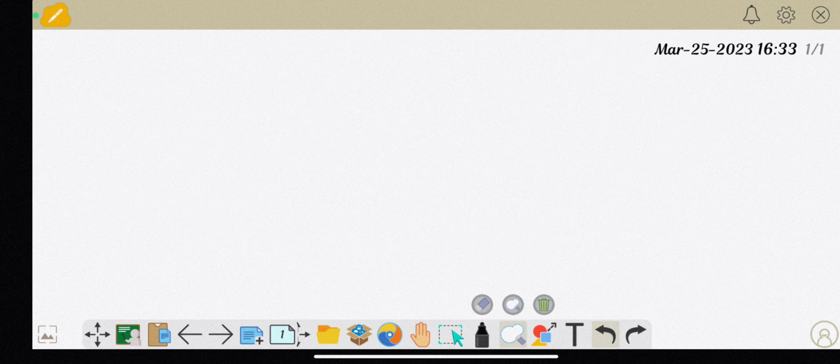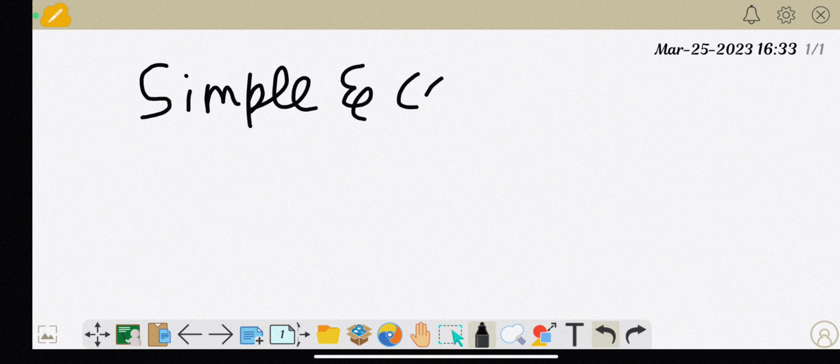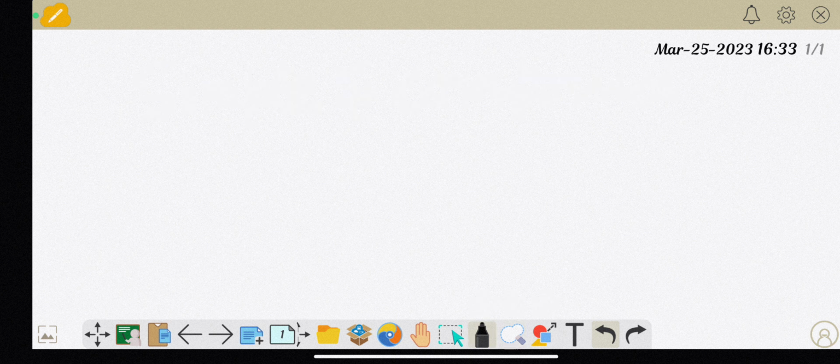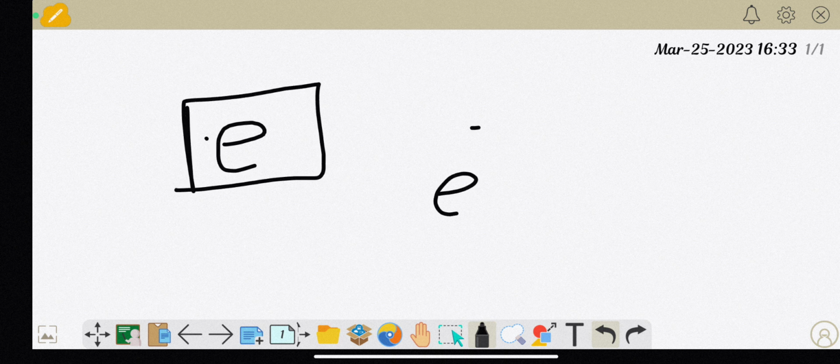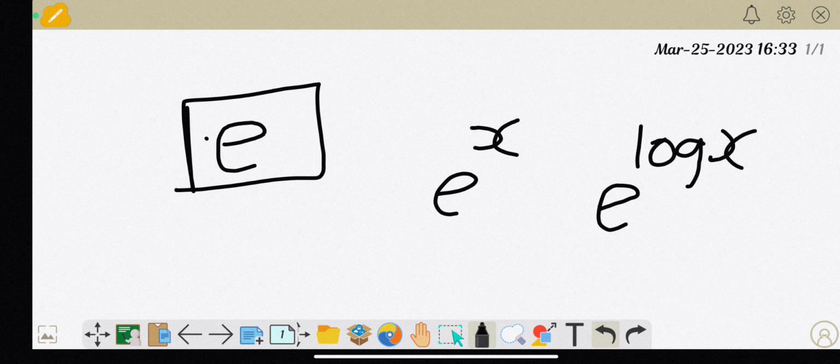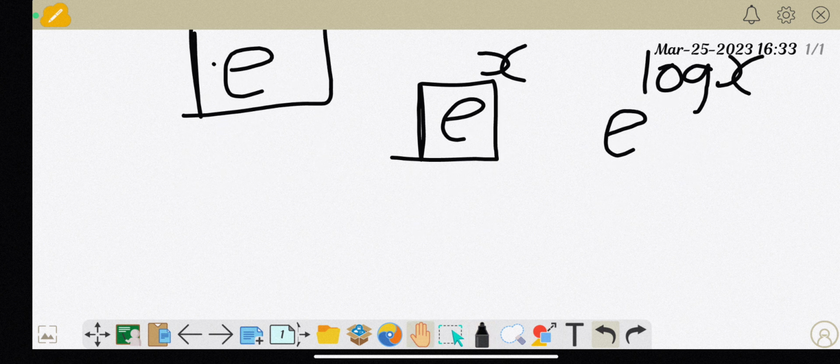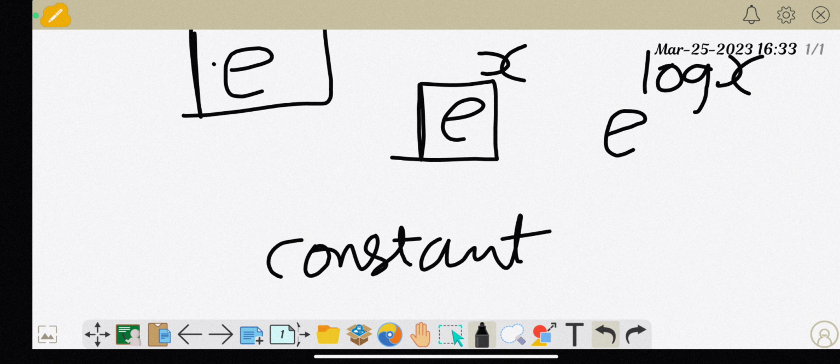Yeah, sir. Okay. Now see, you know about simple interest and compound interest, right? So you have used this e, correct? Do you know what is e? e to the power x, e to the power log x, we use these, right? Do you know what is this e? It is a constant, correct? So e is a constant, and e is a special kind of constant.